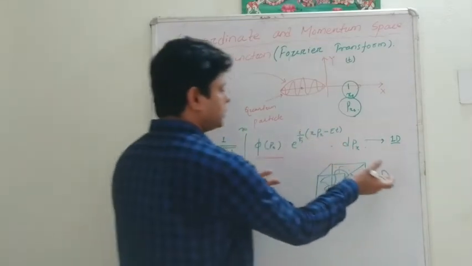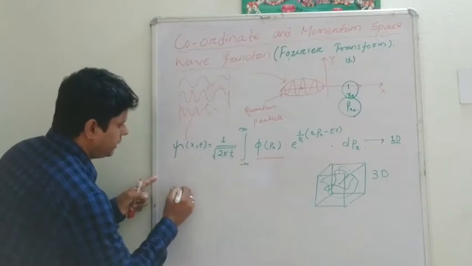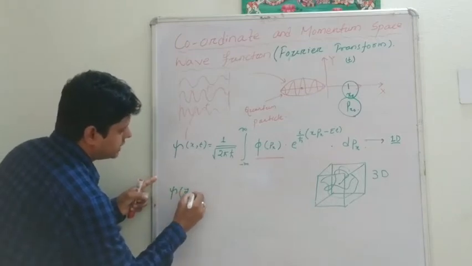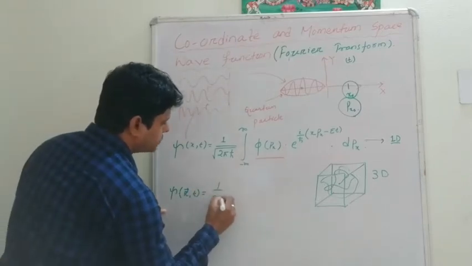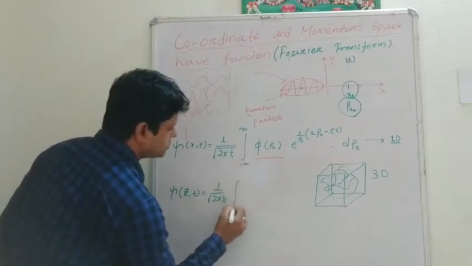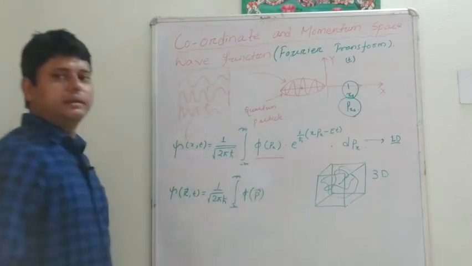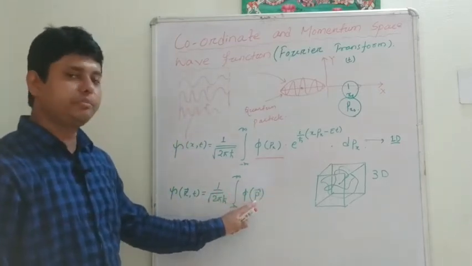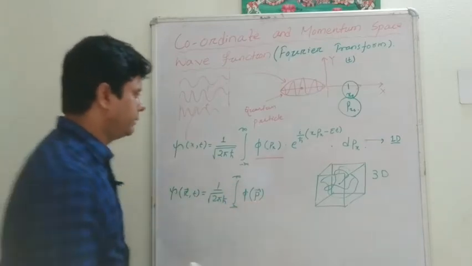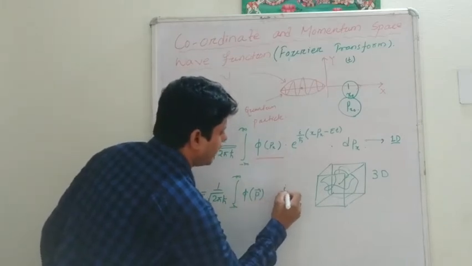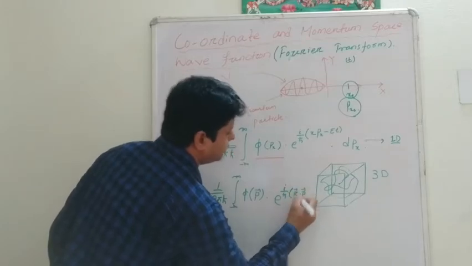Now if we have to consider the 3D, then how much will the wave function be? Psi(r,t) will be equal to 1 by root over 2 pi h cross, integral from minus infinity to plus infinity of phi(p), where p represents all the axes x, y and z, into e to the power i by h cross. Here we have to write r dot p.